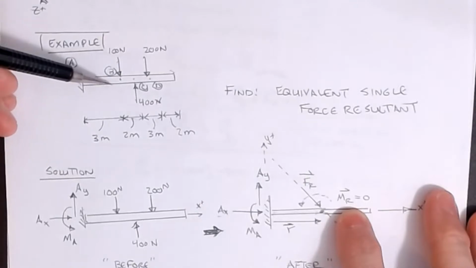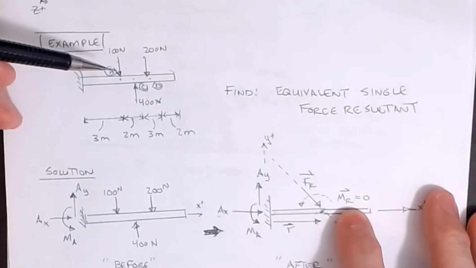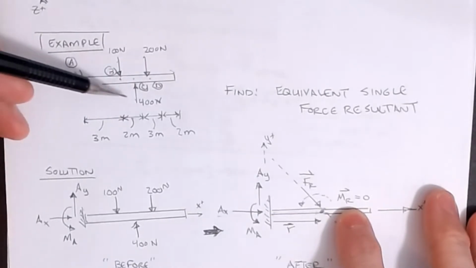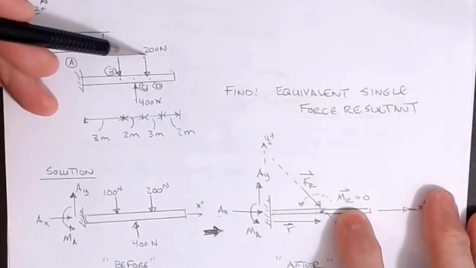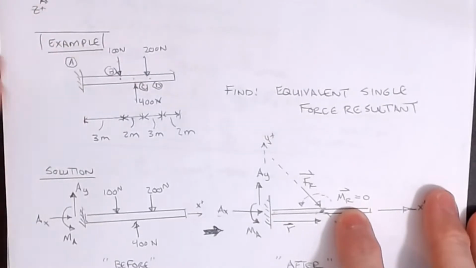All right, so at point B I have 100 newtons, and that is 3 meters from A. At point C, I have 400 newtons acting upward, which is 5 meters from A, and then I have 200 newtons acting downward, that is now 8 meters from A, and then it's another 2 meters out to the end of the beam.